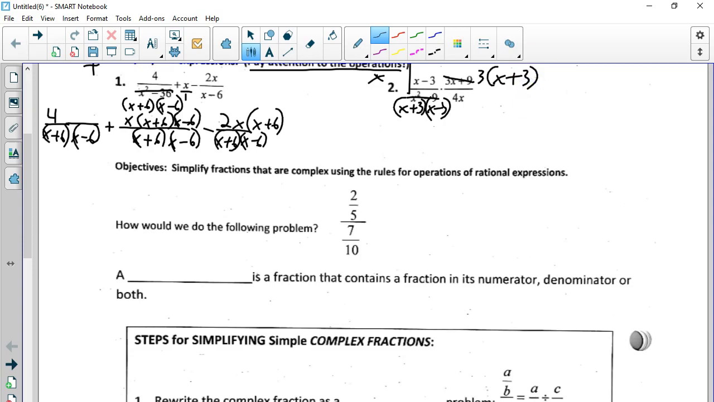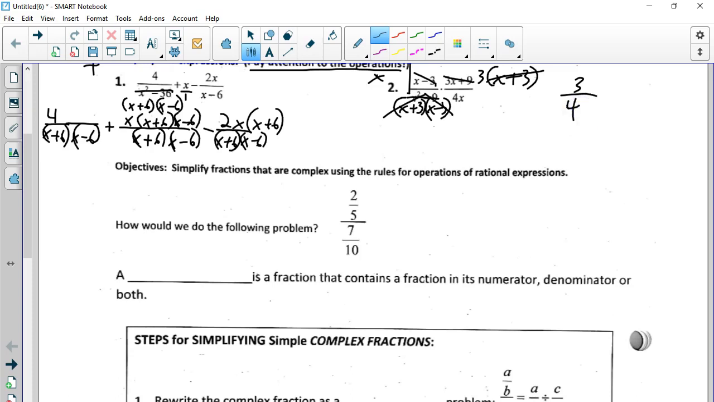Now, we're always going to give you problems where stuff factors and then cancels. It's always going to be a possibility. So, this x minus 3 can cancel with this x minus 3. This x plus 3 can cancel with this x plus 3. So what are we left with? Well, 1 times 3 is 3. And then on the bottom, all we have left is the 4x.